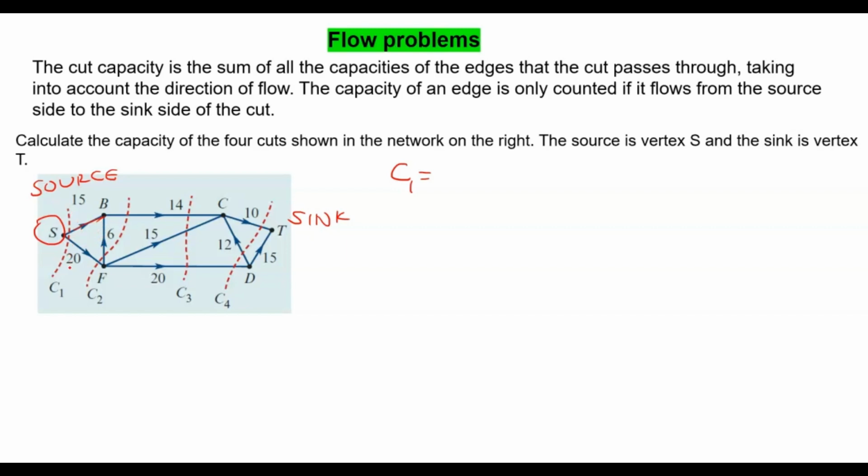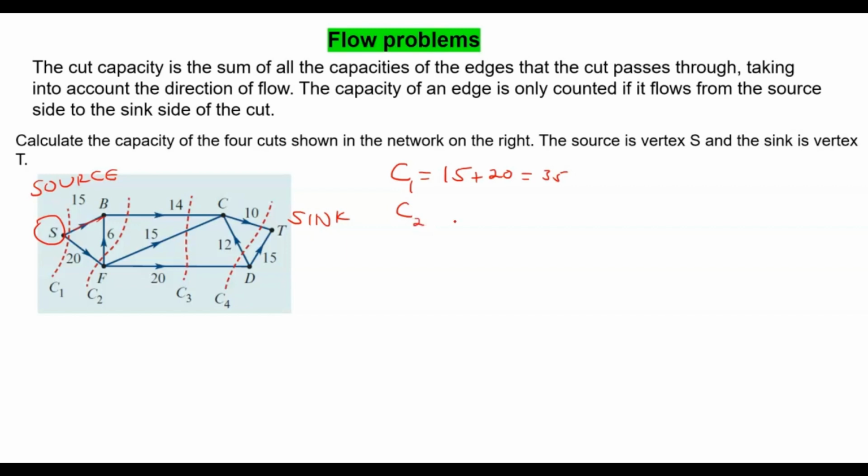So this is a cut. Cut 1 is going through these 2 edges, or these 2 lines. They're both going from the source to the sink. So that is forward. So that's going to be 15 plus 20, which is 35. The capacity for cut 1 is 35.